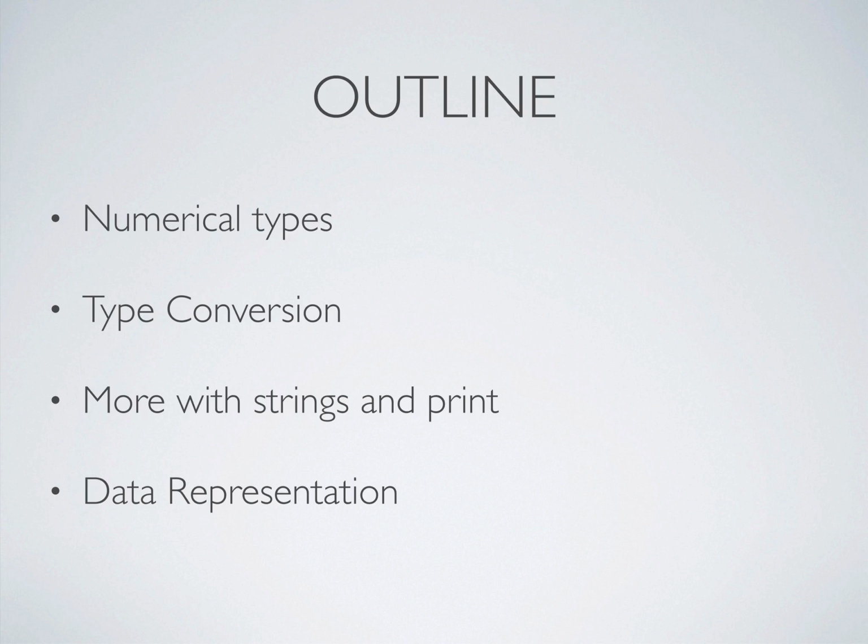So part A is going to cover these 4 topics. First we're going to talk about numerical types. As promised, there will be a lot more types this quarter than just strings. Today we will talk about numerical types. We will also talk about converting between types and what that looks like. We'll talk a little bit more about strings and that print ability that we saw last week. And then we'll wrap up week 1 part A with a little bit of data representation.